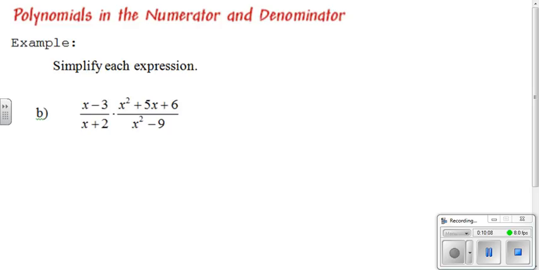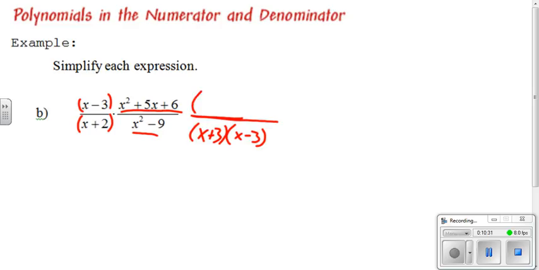This one is already a multiplication problem, so we don't have to worry about flipping it. So all we have to do is find the factors. These ones are already factored. This is a difference of squares, so we would call this piece over here x plus 3 and x minus 3. This piece here we can factor. We need something that would multiply to 6 and add to 5. So it looks like we would use x plus 3 and x plus 2. So I'm just going to kind of cross this out.